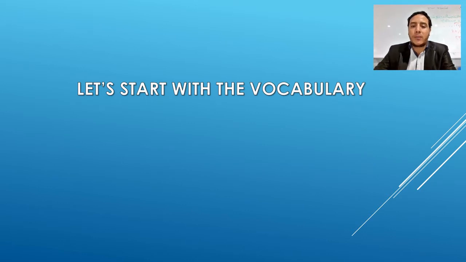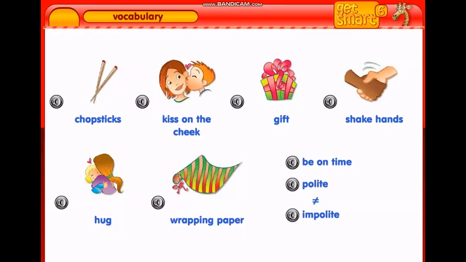Let's start with the vocabulary. I want you to listen carefully to the words and repeat. Chopsticks. Kiss on the cheek. Gift. Shake hands. Hug. Wrapping paper. Be on time. Polite. Impolite.